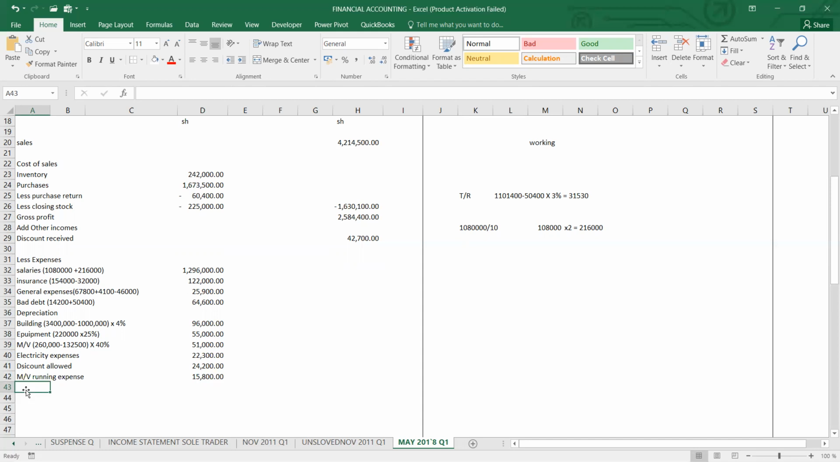And so we continue. Drawing is not an expense. Bank, salaries, we have dealt with. Insurance, recoverable allowance, general expense. We have loan, that is a 9% loan. So here we have interest on loan. Can you give me the value of interest on loan?